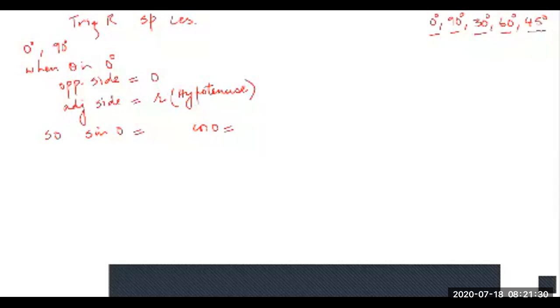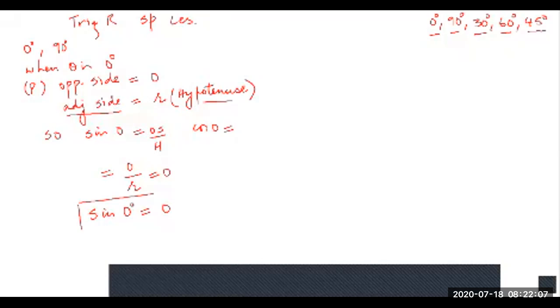So now I can say when theta is 0 degree, opposite side, that is perpendicular, becomes 0 and adjacent side becomes equal to r, hypotenuse. So sine 0 is opposite side by hypotenuse. Opposite side becomes 0 by hypotenuse r is equal to 0. From this, I derive a very important trigonometric ratio, that sine of 0 degree is always 0.